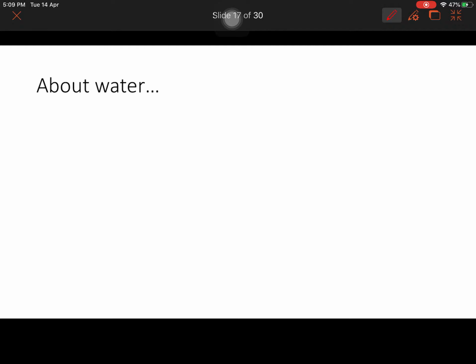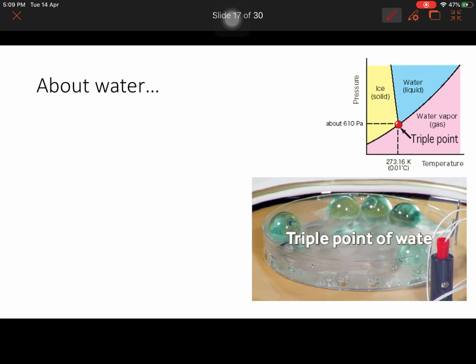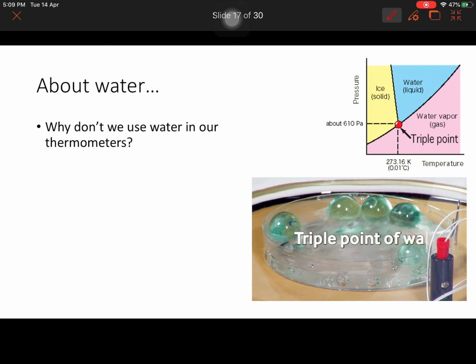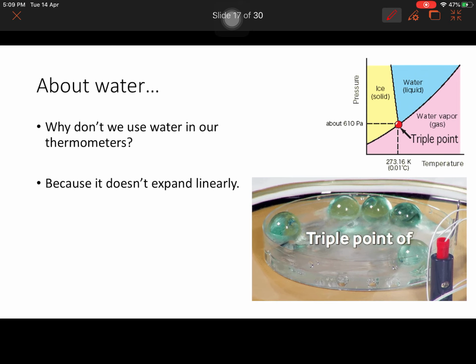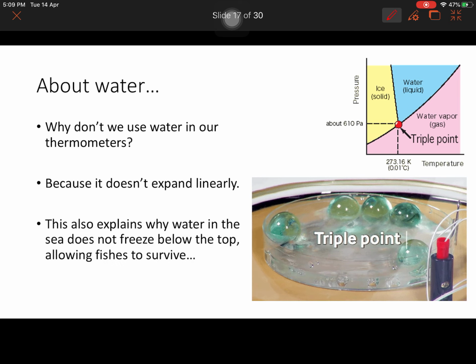Now about water. Why don't we use water in our thermometers? We don't, because it doesn't expand linearly. Again, you will have encountered this in IGCSE. If water is heated, its volume will gradually increase. But from 0 to 4 degrees Celsius, it doesn't work in the same way. If water is cooled, the volume will decrease until it reaches 4 degrees Celsius. At 4 degrees Celsius, water has the least volume and the maximum density.